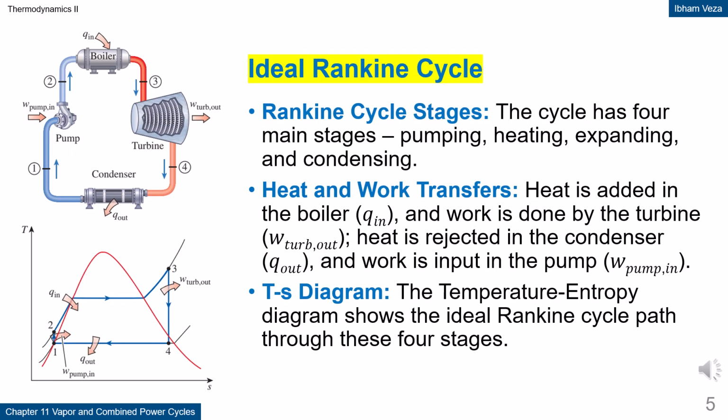Ideal Rankine Cycle. The ideal Rankine cycle consists of 4 main processes: pumping, heating in the boiler, expansion in the turbine, and condensation. Heat enters the system through the boiler, and work is produced by the turbine. Some work is required by the pump, but its magnitude is relatively small. The TS diagram shows the ideal path without losses. This is the basic model for steam power plant analysis.